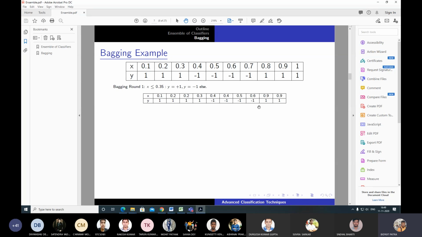Did you understand this part? You need to understand this part, otherwise I cannot move to the next part.